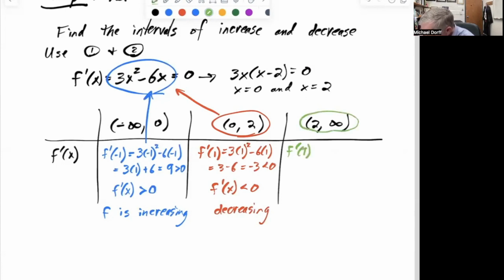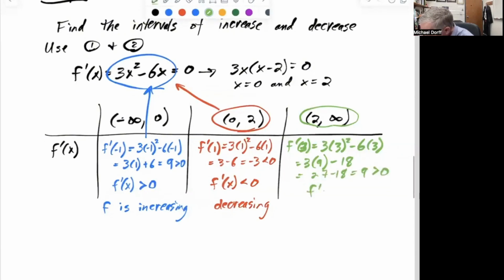Oh, sorry, 1's not in there. So let's not take 1. Let's take 3. So then when I put 3 in there, I get 3 times 3 squared minus 6 times 3, right? And so then I get 3 squared is 9. So I get 3 times 9 minus 18. And that's going to be 27 minus 18, which is 9, which is greater than 0. So the derivative inside there is always greater than 0, so it's increasing.